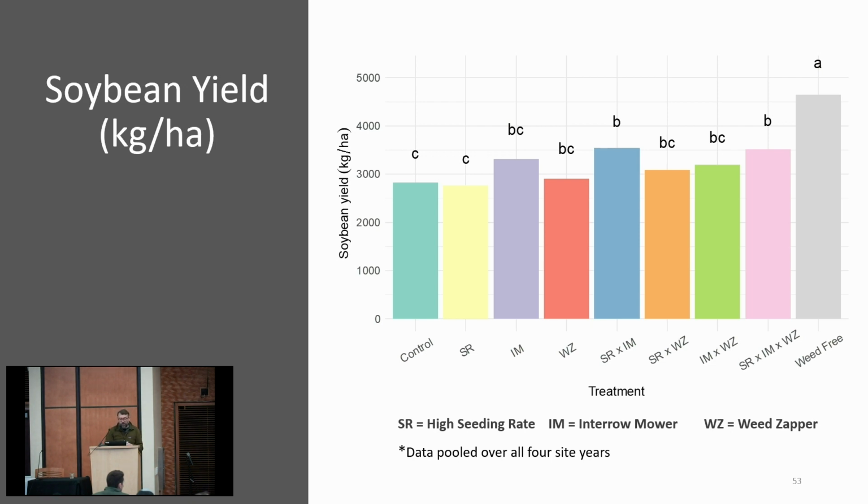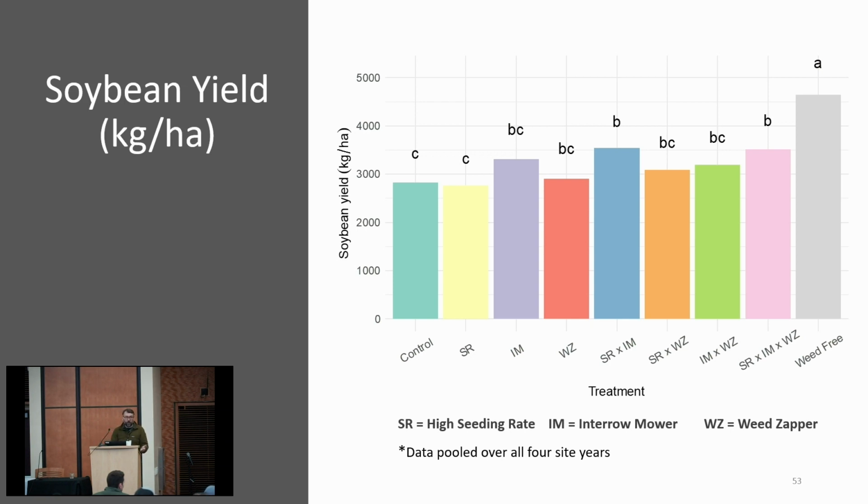But what we did see is with the inter-row mower, that's where we're getting a bit of a yield bump, especially with the inter-row mowing and a higher seeding rate. That's when we're actually having a significant increase in yield over the control. Okay? And we saw that both with the inter-row mower and high seeding rate, and with the inter-row mower, high seeding rate, and weed zapper.